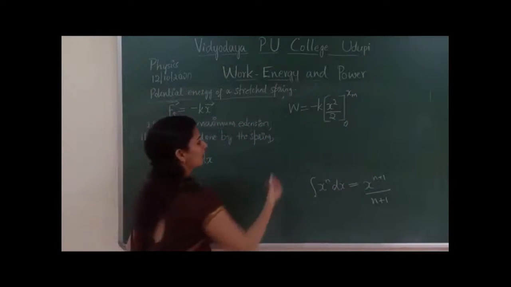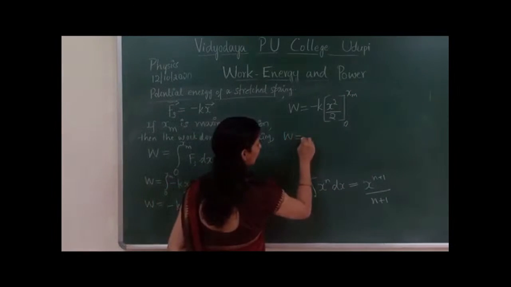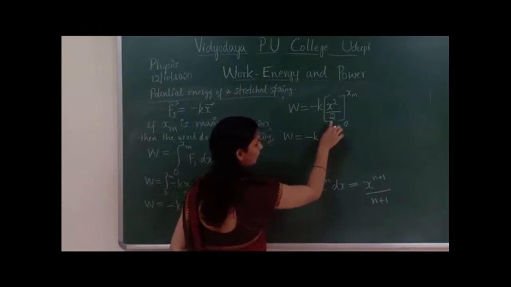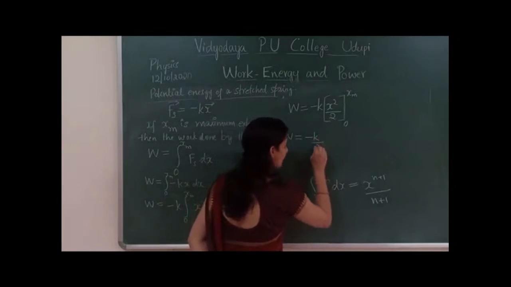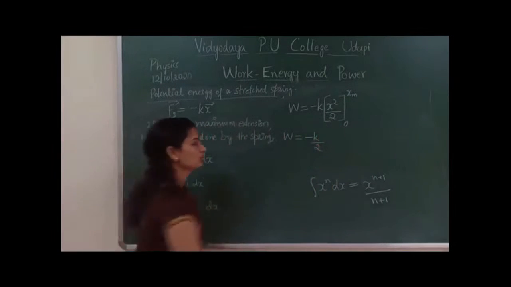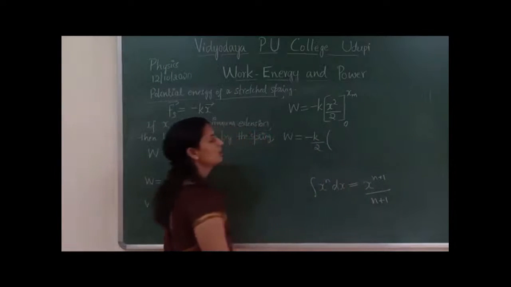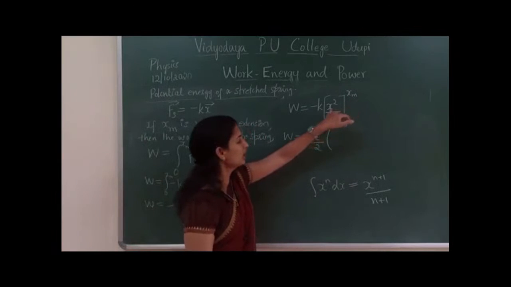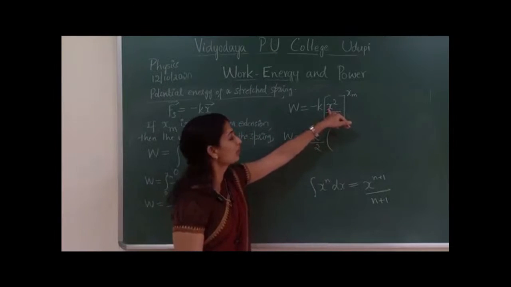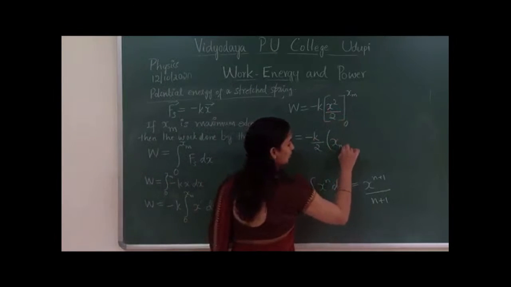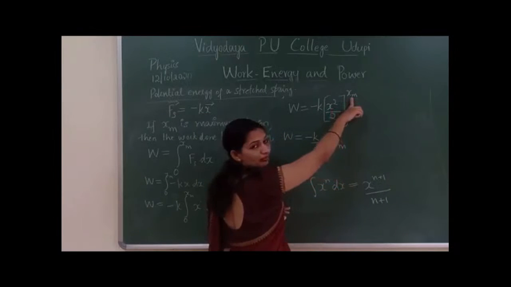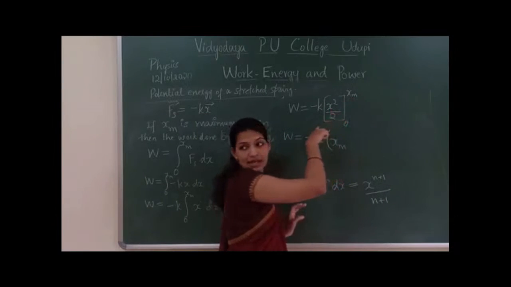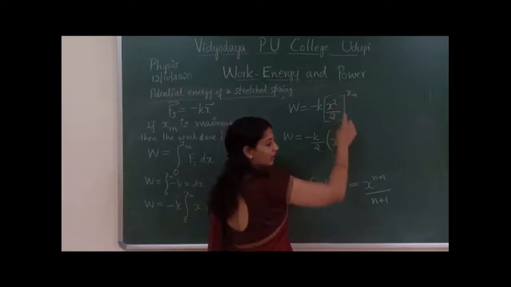Okay. Then the work done is equal to minus k by 2, I can take this out, 2 into, just substitute the value of upper limit in place of x first. That is xm, in place of x we have to substitute the value of upper limit, that is xm, and you have one power here, right?